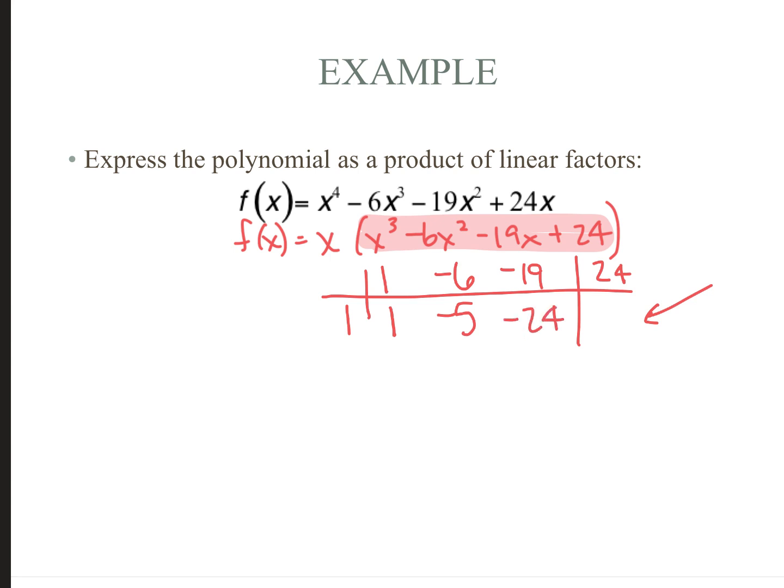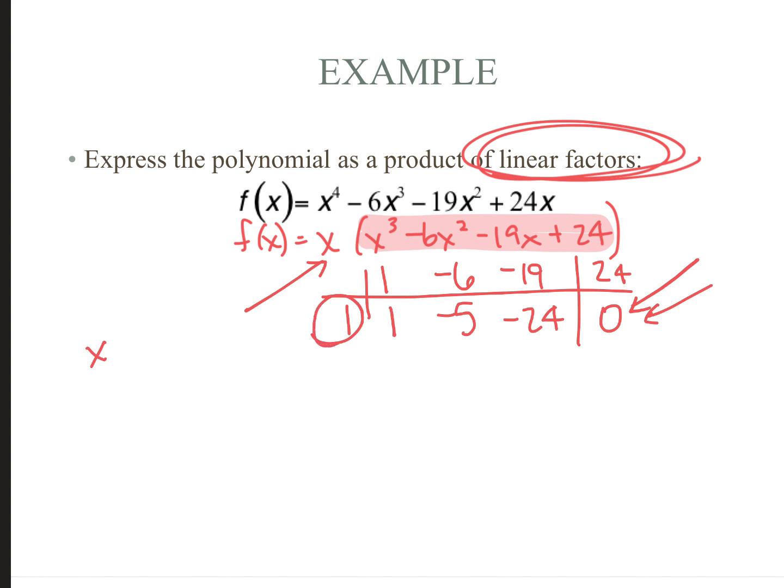Multiplying, I get negative 24, and adding, I get 0. Which means, as far as linear factors, right now I have 2: the one I originally factored out, and now x minus 1. I should have 4 by the time I'm done, and I know that because of that exponent. The highest exponent is going to tell you how many linear factors you should have.